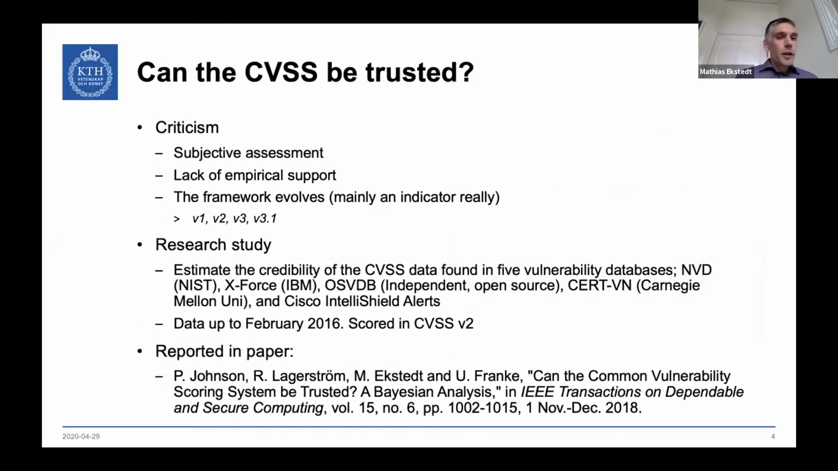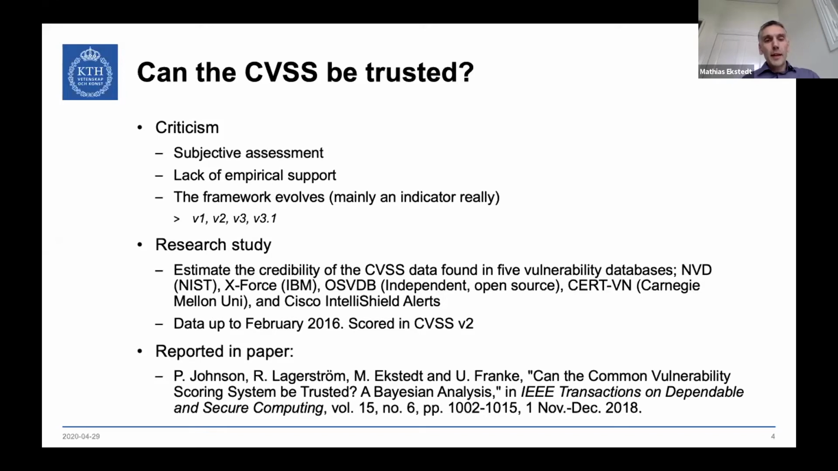Now, for the motivation about the study, I was already mentioning it. One criticism that has been around is that the assessments are kind of subjective, that it would depend on who is doing the assessment. And also there is very little general empirical support of the metrics being correct in one way or the other. The CVSS framework per se is also evolving. Now it's in its version 3.1. So what does that mean when it comes to the trustworthiness of the scoring system? We will come back to that also, but that's a little bit of background.